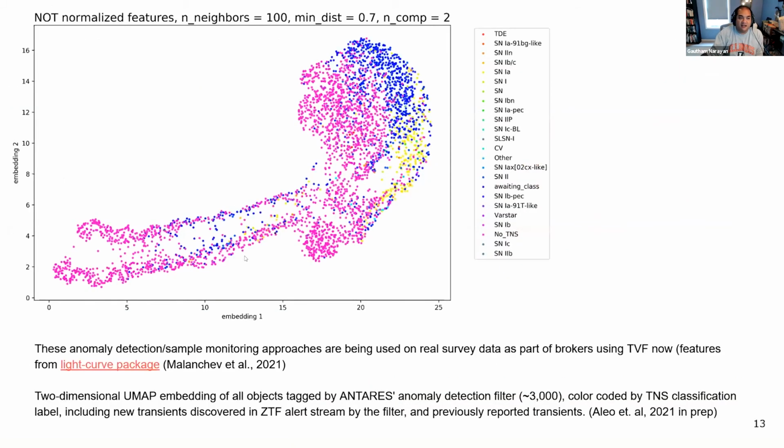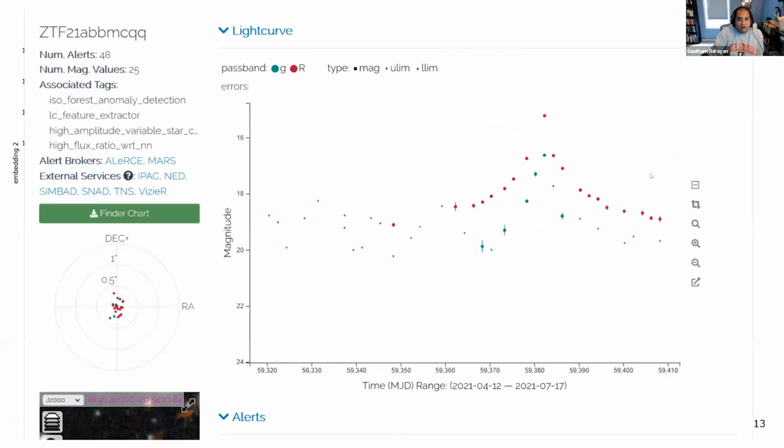This is being done currently in real time on ANTARES. We're actually using a light curve package from Konstantin Malanchev, using a UMAP encoding of the light curves to find transients. This is on actual ZTF data. All of those things on the previous legend were things like supernovae, but you can see that the same filter already can pop out things like microlensing because they stand out as an anomaly.